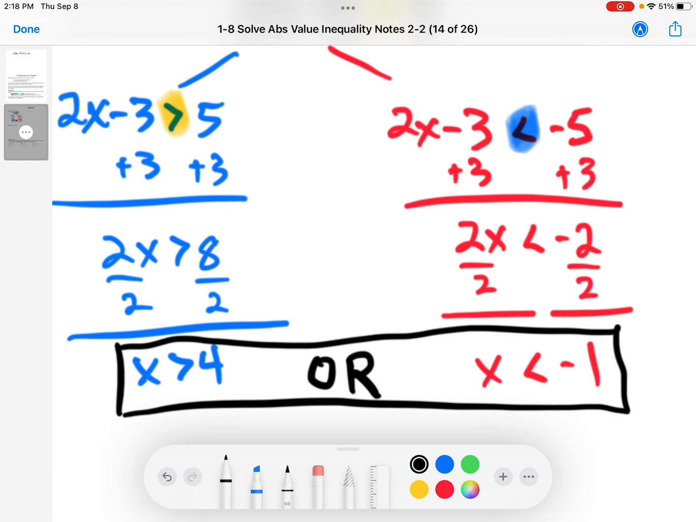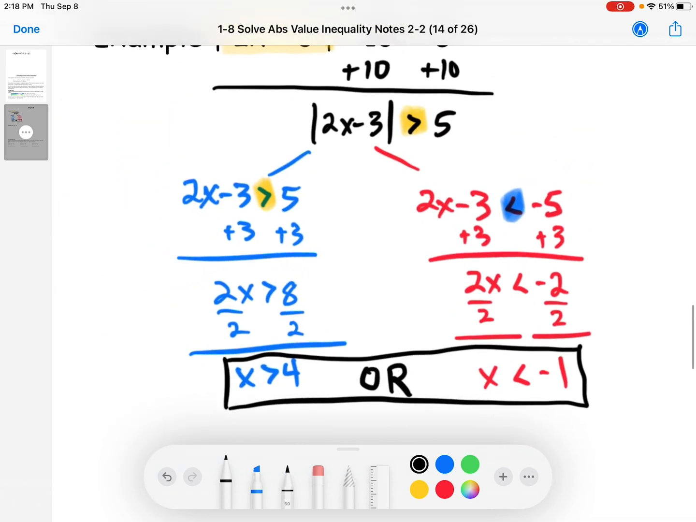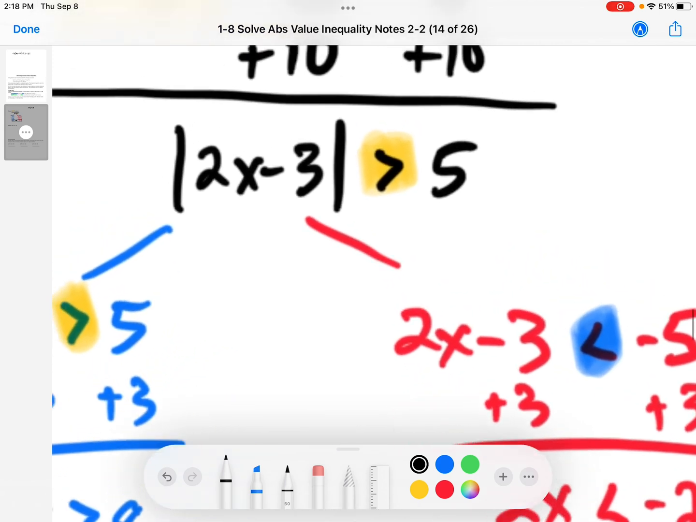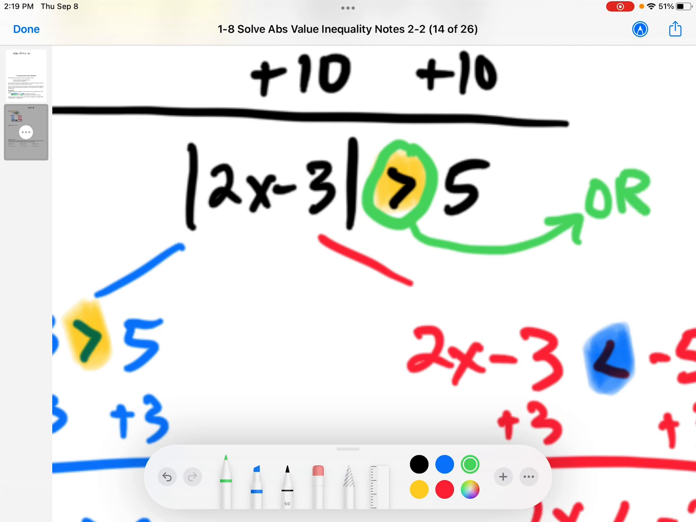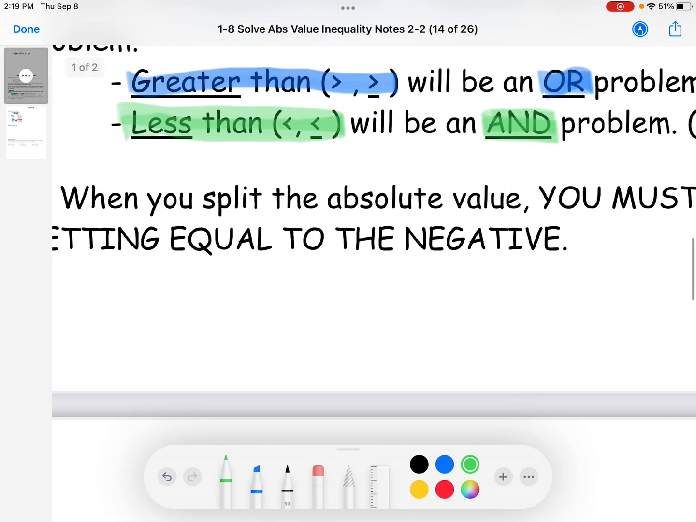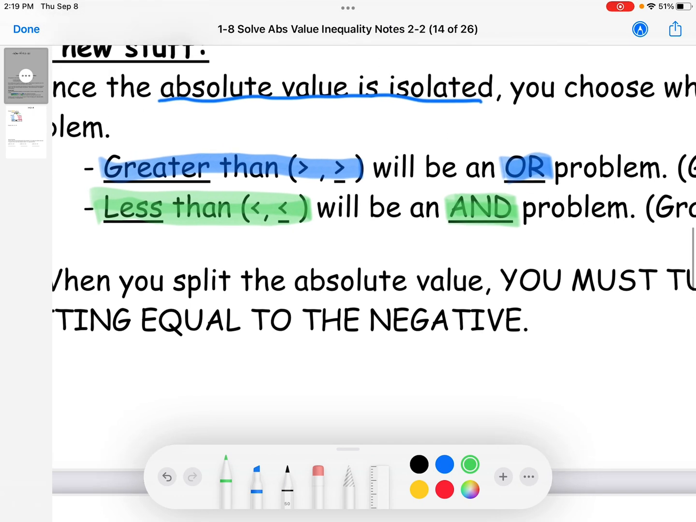So the way that we know if it's going to be the word "or" or the word "and" is by looking at the sign. When I talk about the sign, I mean when we get the absolute value isolated, we look at this thing right here. If it's greater than, we're going to use the word "or" to join our answers. And if it's less than, we're going to use the word "and" to join our answers. That's what we had highlighted on this front page. If we have a greater than after the absolute value is isolated, I do want to emphasize that.